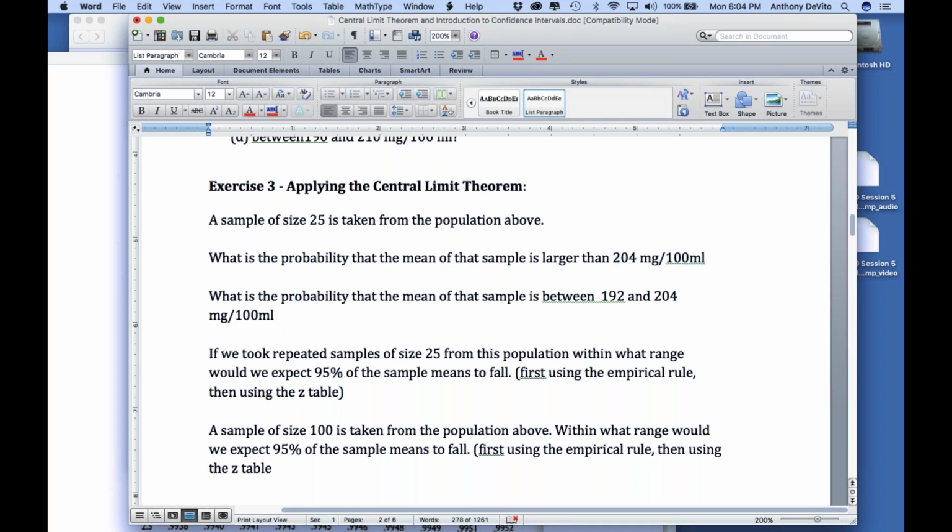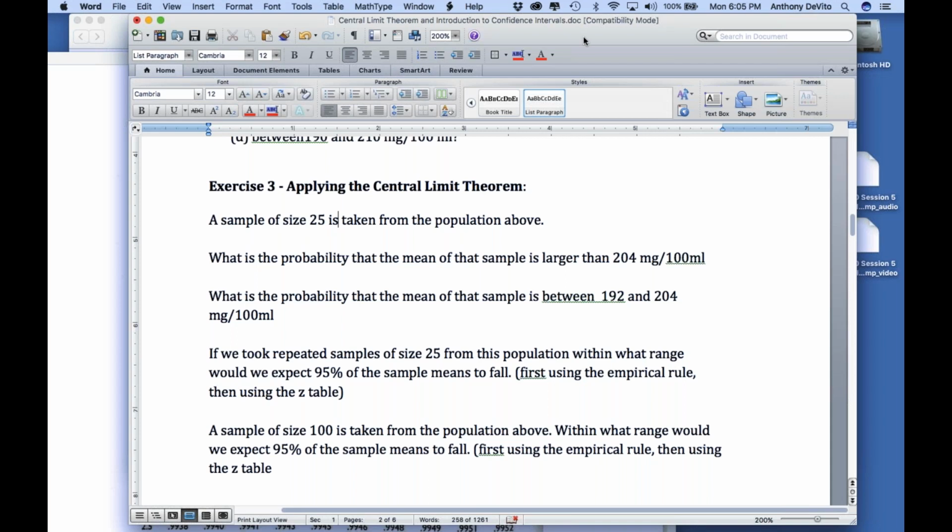Well, when we were dealing with the population, we were asking what's the probability that a random individual you would choose out of that population has a value greater than 204. Now we're taking a sample size of 25. We want to know the likelihood that the mean of those 25 people is greater than 204.